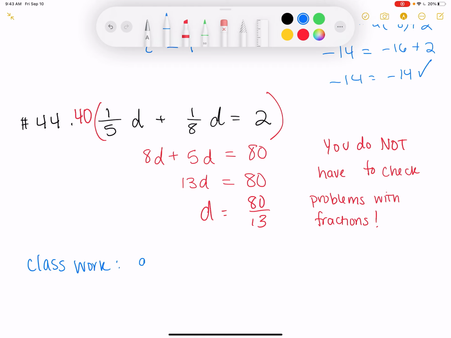So weird. All right, so 9, 13, 23, 31, 35, 39, and then 45. 45 follows this. You do not have to check it because it's fractions. Okay, all the rest of them must be checked.